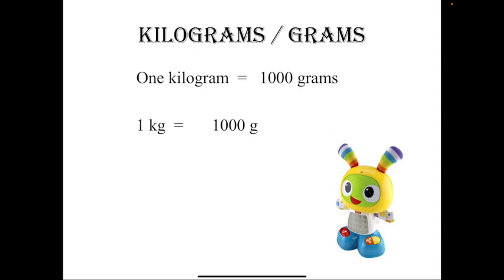Now what is the relation between kilograms and grams? The relation between kilograms and grams is that 1 kilogram is equal to 1000 grams. I have written it in short form also. 1 kilogram, that is 1 kg, is equal to 1000 grams. You have to learn this basic relation because on this basis only we can do the further conversions.